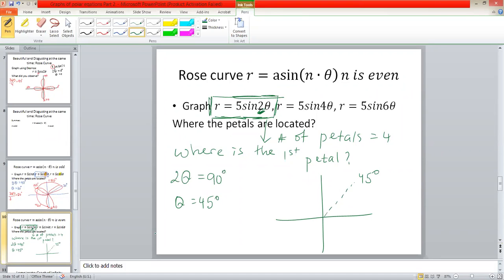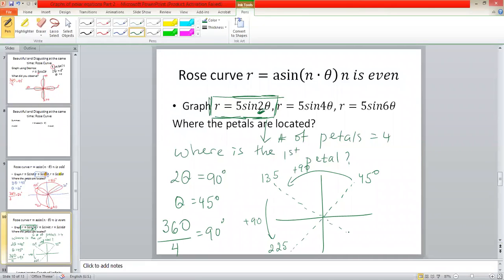And what is the distance between the petals? What's the rotation? 360 over 4. Be careful, there are 4 petals. 90 degrees because there are 4 petals. So the next one will be at 45 plus 90 at 135. Then the next petal will be 135 plus 90, 225. And the fourth one will be 225 plus 90 at 315.